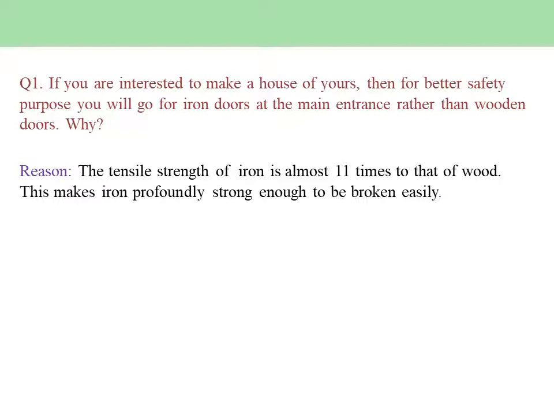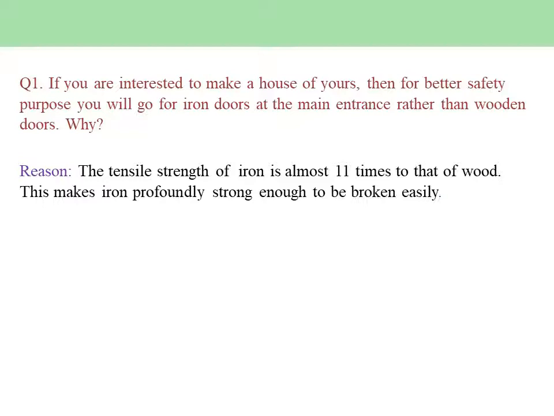And we know that the tensile strength of non-metals is lesser compared to metals. Remember the difference between metals and non-metals. The tensile strength of wood or non-metals is less than that of metals. So over here, we have iron doors, which is a metal, and wood, which is made up of non-metals, and the compound present is basically cellulose. For that reason, their tensile strength is lesser compared to that of iron.